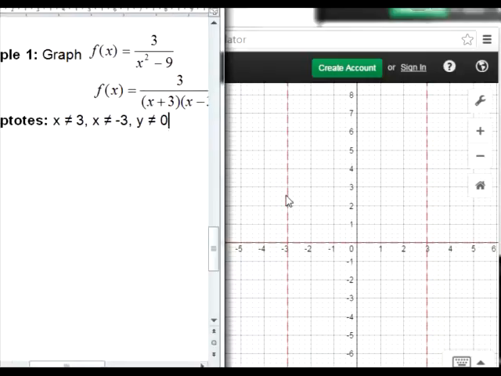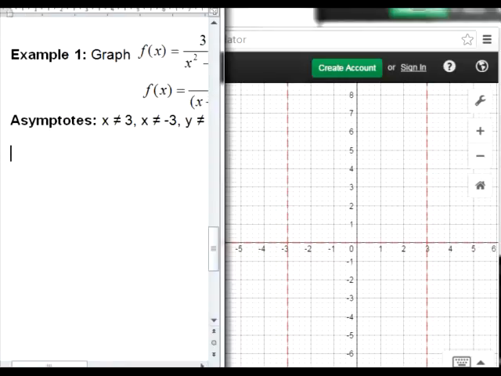Okay, so I put in here, this is the line x cannot be negative 3, this is the line x cannot be 3, this is the line y cannot be 0. Okay, now I'm going to make what's called my interval chart.